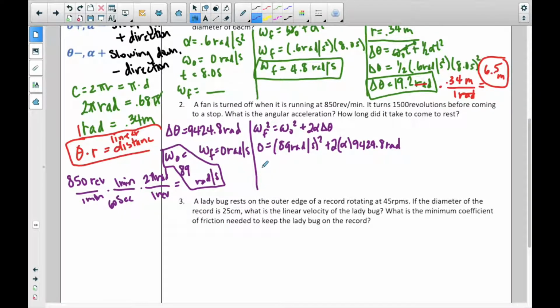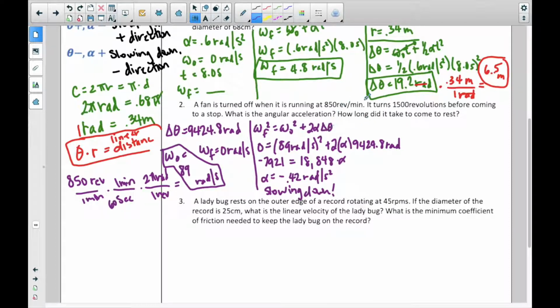And so we have a negative 7921. And on the right-hand side, we need to take 2 times that 9424, which gives us 18,848. And so when we divide that, we get an acceleration of negative 0.42 radians per second squared. And why is it negative? Well, it's slowing down. That's why it's negative.